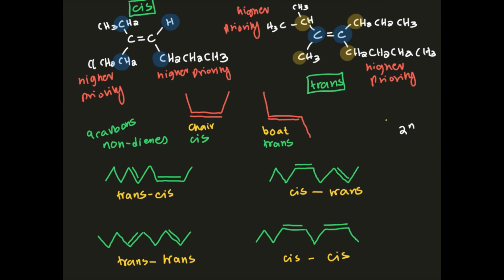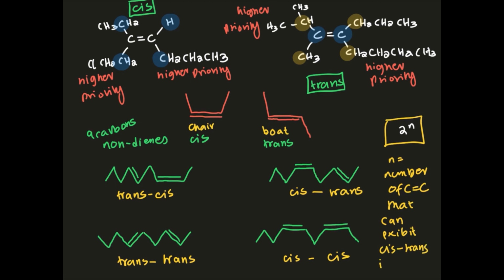So you get the formula 2 to the power n, where n basically represents the number of carbon-carbon double bonds that can exhibit cis-trans isomerism. Now this means that they need to have different groups attached to each of them. So if you take a look at this example, there's 2 carbon-carbon double bonds. So 2 to the power 2 is 4 and you have 4 groups.